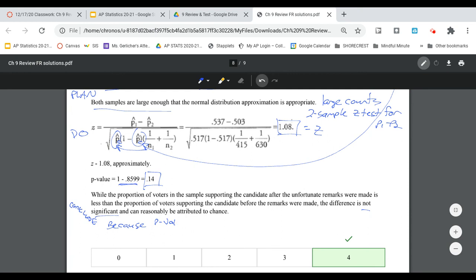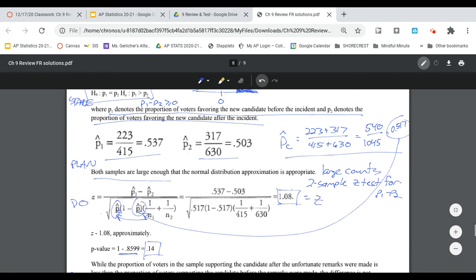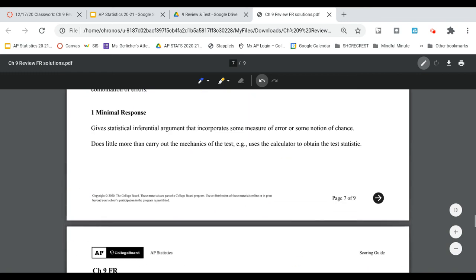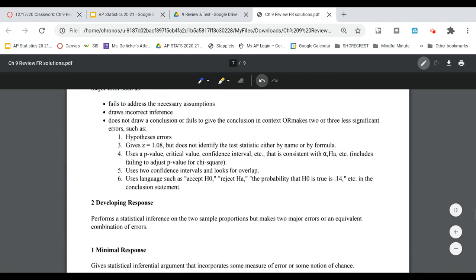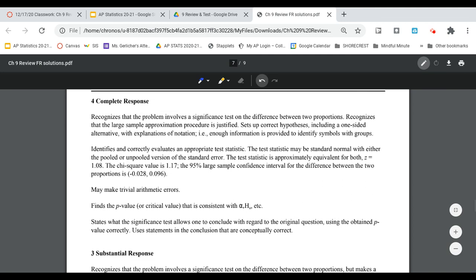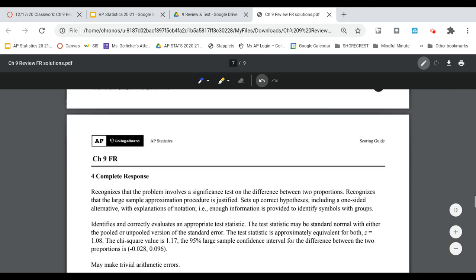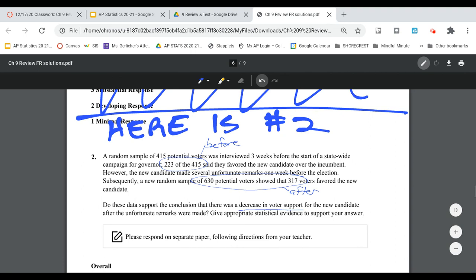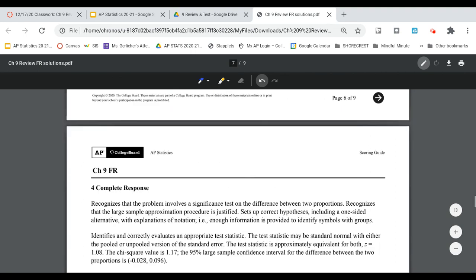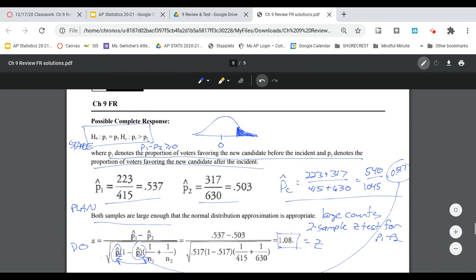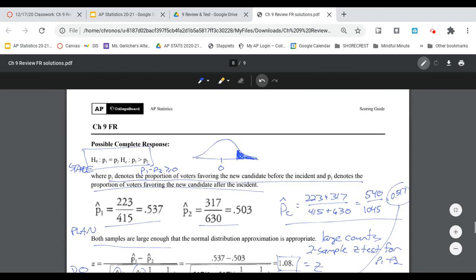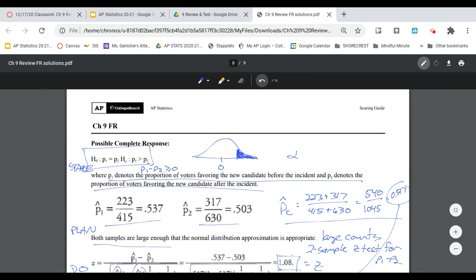because our p-value of 0.14 is greater than our alpha of, did they give an alpha? I don't think they did. Sorry, I should have checked this. Yeah, so if they don't give you an alpha, just default to 0.05, but make sure you state that you're doing that. So somewhere up here in state, you would say alpha 0.05.